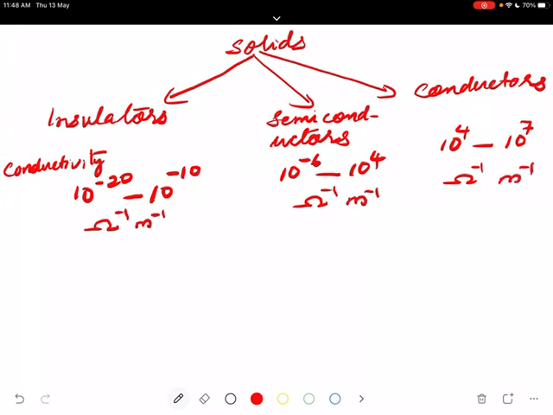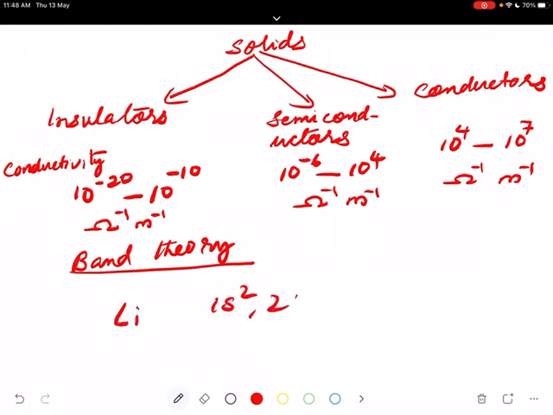Now, what is the cause of conductivity in the metal? That is due to electrons. Due to the presence of electrons only, metals are acting as good conductors. Now let's see the conduction in metals by band theory. Consider the metal lithium. Electronic configuration is 1s2, 2s1.